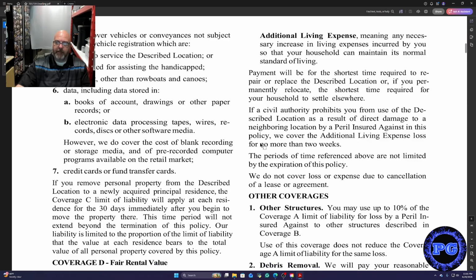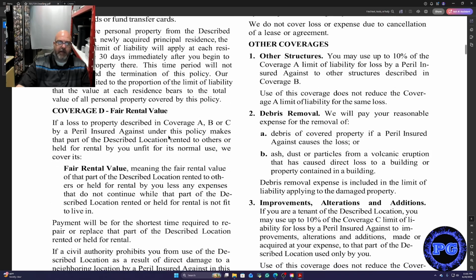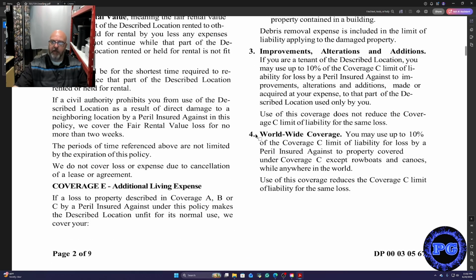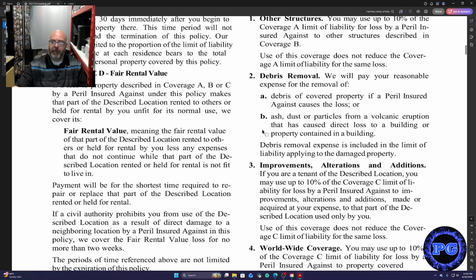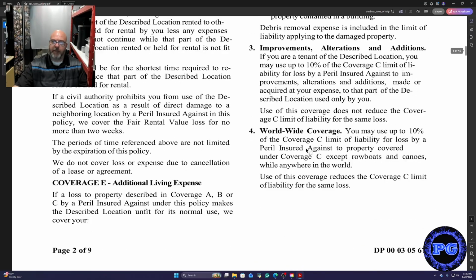So let's go into that. This tells you like additional living expense, any increase in your living expense incurred for you so they can maintain your normal standard of living. It'll be for the shortest time required to repair the described location, which we kind of talked about. Your fair rental value. This is where you'll get the fair rental value. Debris removal is part of what you also get with your coverage. Worldwide coverage. So that's really important. So that's your other coverages, right? So you get worldwide coverages.